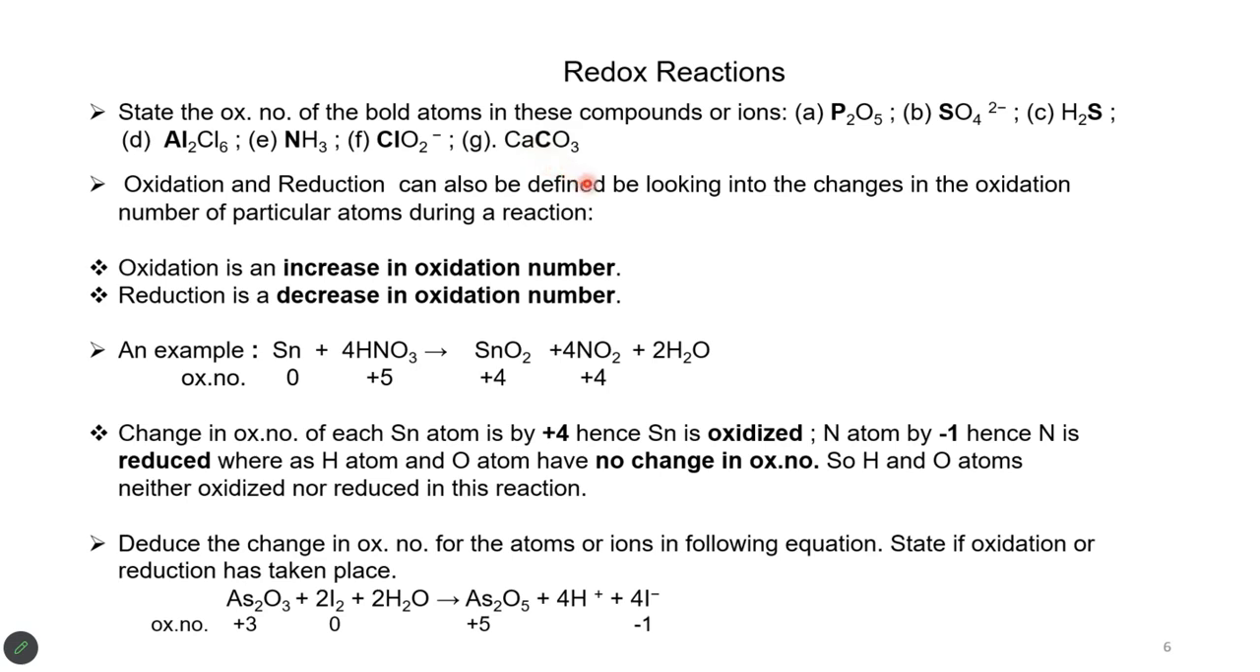Similarly, we can find the oxidation number of any of these atoms. For example, we take this one. We know the oxidation number of oxygen is -2, so with 5 oxygen atoms it is -10, and here we have 2 phosphorus atoms, so each must be +5 to neutralize this charge. Similarly, we can find the oxidation number of any of these bold atoms. It's very easy to find.